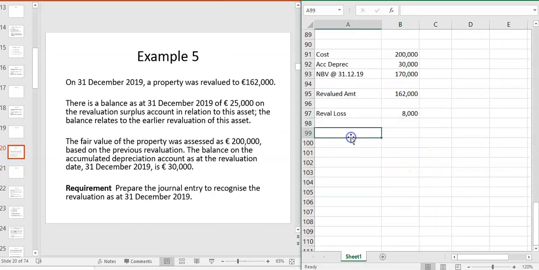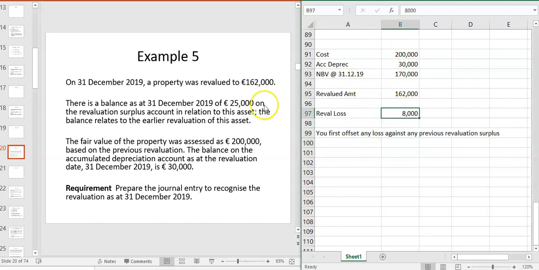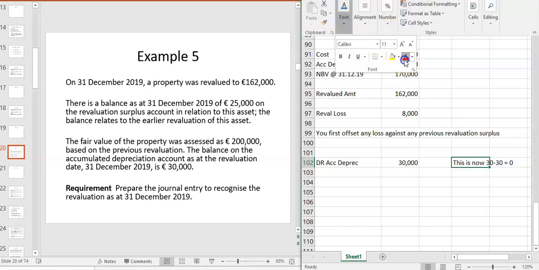So what the rule is here is you first offset any loss against any previous revaluation surplus. So in our case here, that 8,000 doesn't have to go to the P&L. It can be written off against the 25,000. So you will debit accumulated depreciation, which is 30. So as you said, this is now 30 minus 30 equals 0. That's where you want it to be. This is now nil. We put that in red.